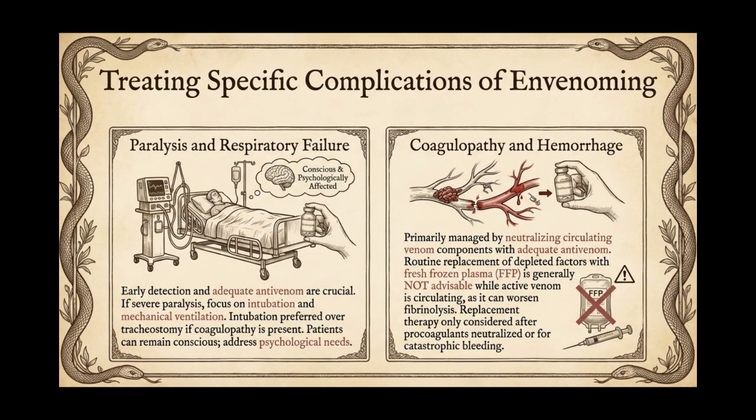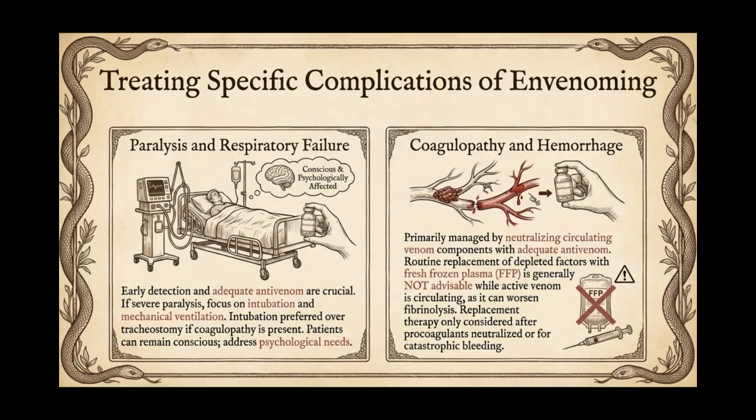Envenomation from a snake or marine creature can lead to several serious complications, each requiring specific management strategies. One of the primary concerns is paralysis, which can affect the patient's ability to breathe. Neurotoxins present in the venom may cause paralysis, posing significant challenges for medical management. Early detection of neurotoxic effects and administration of appropriate antivenom are crucial steps to prevent severe paralysis.